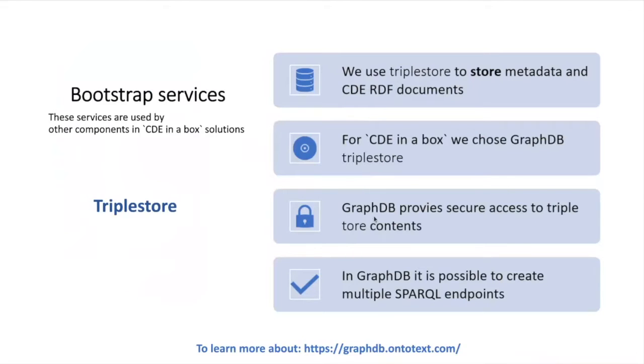We also like secured GraphDB access, because that's also one reason why we chose GraphDB. So it's a triple store, but you can also close off access to the triple store to external users, for example. So anyone coming to your triple store needs to have a username and password to access the content of your triple store.